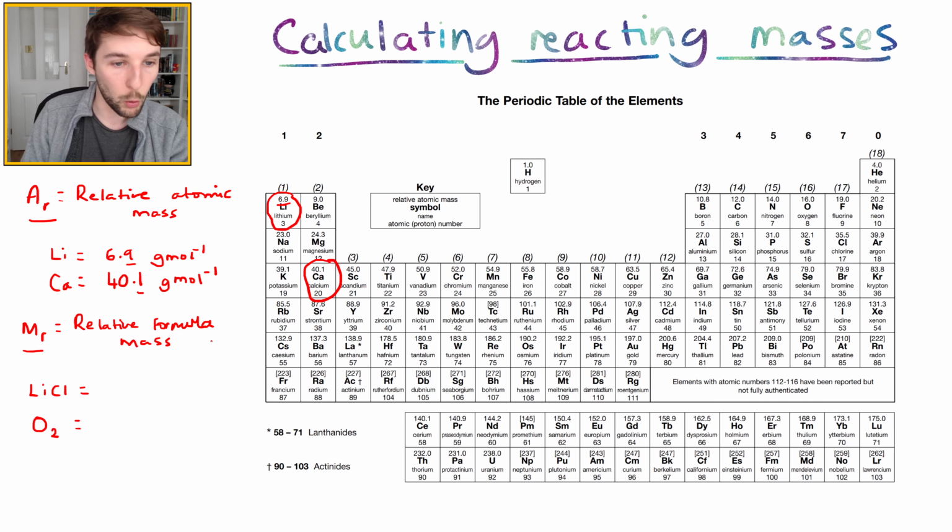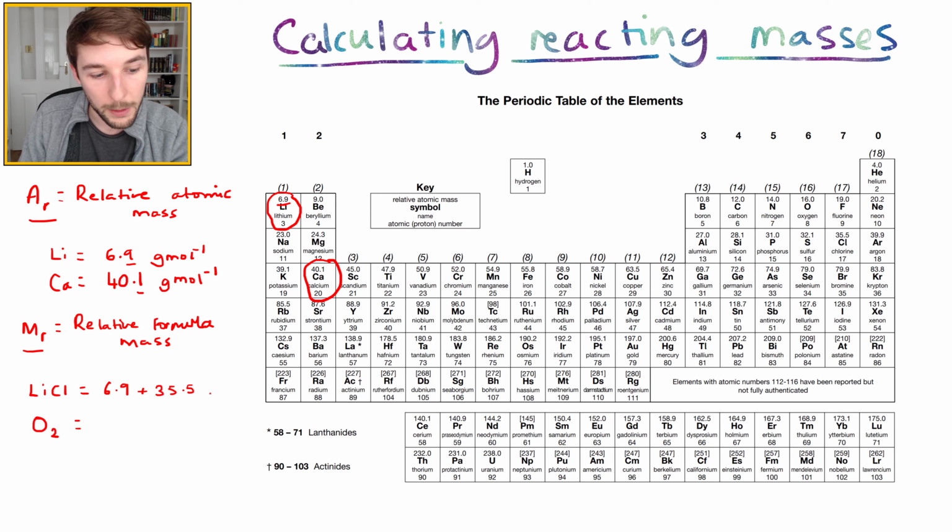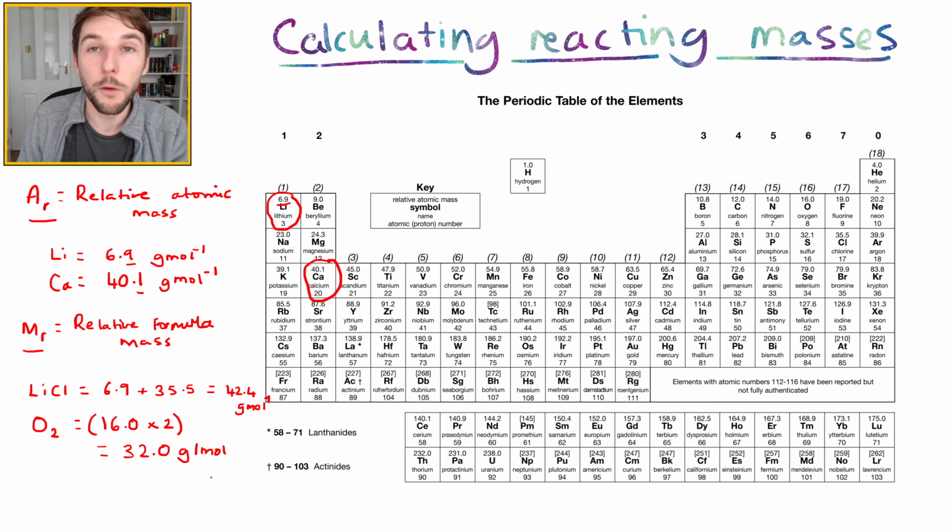So let's have a look at lithium chloride quickly. Well, lithium weighs 6.9 grams in a mole, and chlorine is 35.5 grams in a mole. If we added those two together, then we would get 42.4 grams per mole. And then with oxygen, each oxygen is 16 grams per mole as its Ar, but we've got 2 of them. So that's 16.0 times 2, and that will give you 32.0 grams per mole as the relative formula mass for oxygen.